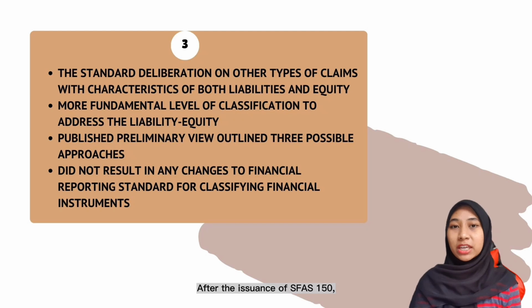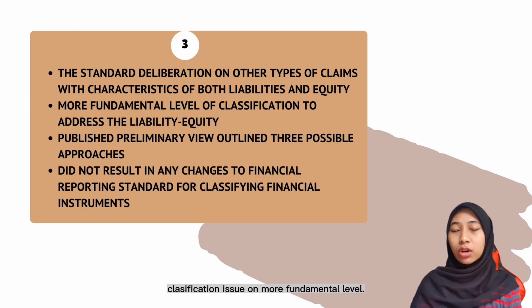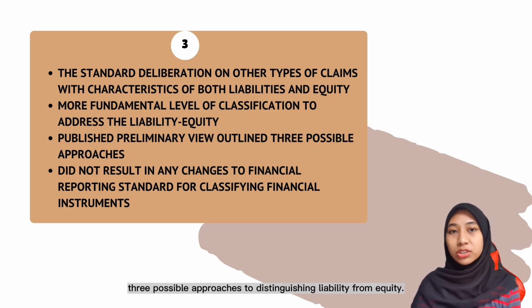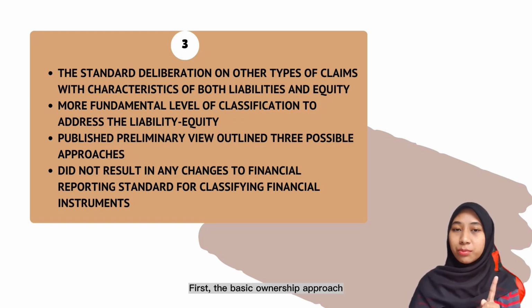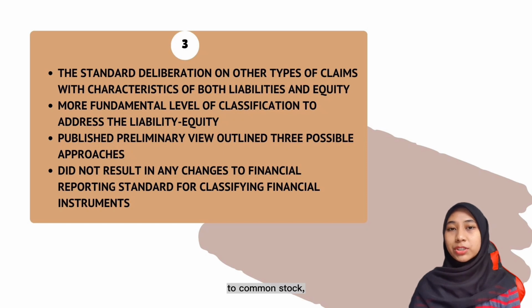After the issuance of SFAS 150, the FASB attempted to address the liability-equity classification issue on a more fundamental level. In 2007, they published a review document that outlined three possible approaches to distinguishing liability from equity. First, the basic ownership approach. Second, the ownership-settlement approach. And the third is the reassessed expected outcome approach. The basic ownership approach restricts equity classification exclusively to common stock, whereas the other approaches are less restrictive and include some hybrid securities in the equity category, for example, preferred stock.